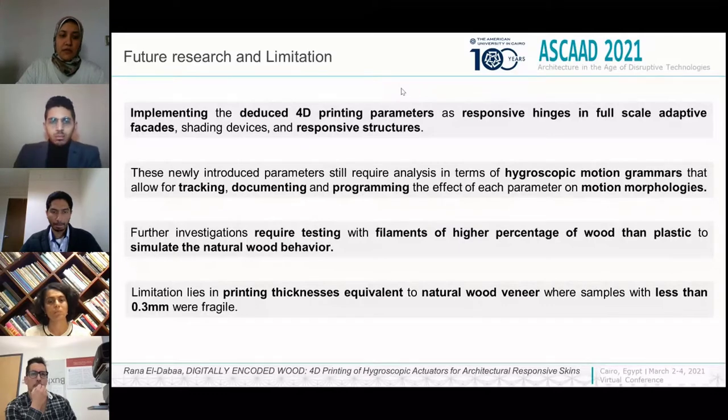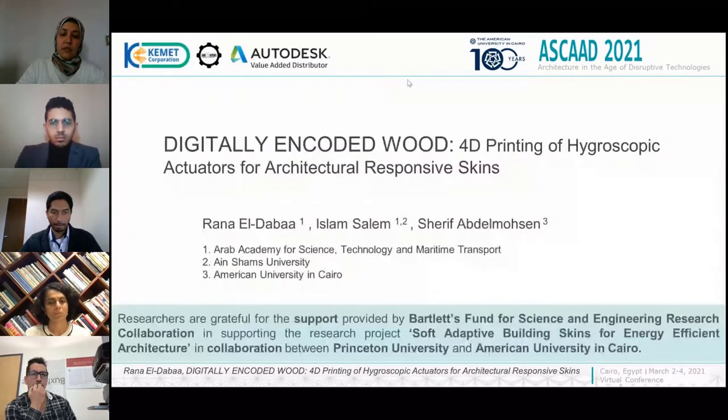And finally, the authors are grateful for the support provided by the Bartlett Fund for Science and Engineering research collaboration in supporting this research project, Soft Adaptive Building Skin for Energy Efficient Architecture, in collaboration between Princeton University and American University in Canada. Thank you very much.